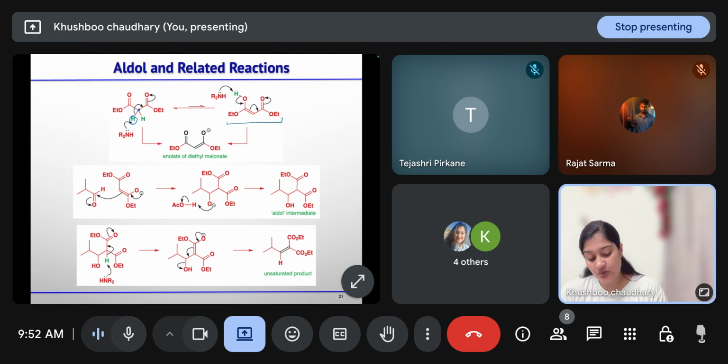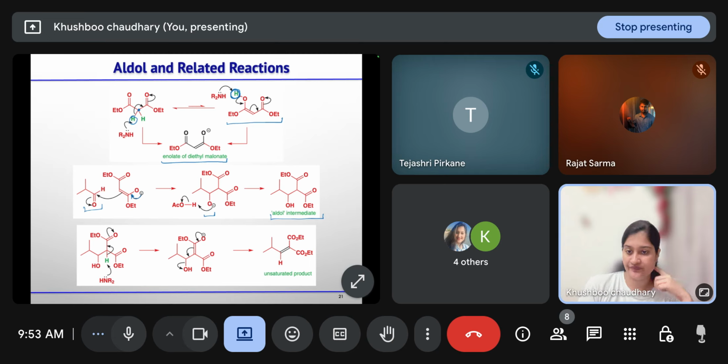Now, once this enol forms, sorry, or we can say this enolate will generate. And through the enol form also, after the abstraction of a proton from this oxygen, this enolate of diethyl malonate will generate. Once this enolate is formed, it will react with the aldehyde, which is electrophilic, to form this O negative species, and acid is there, so it will get protonated, and you will get this aldol intermediate.